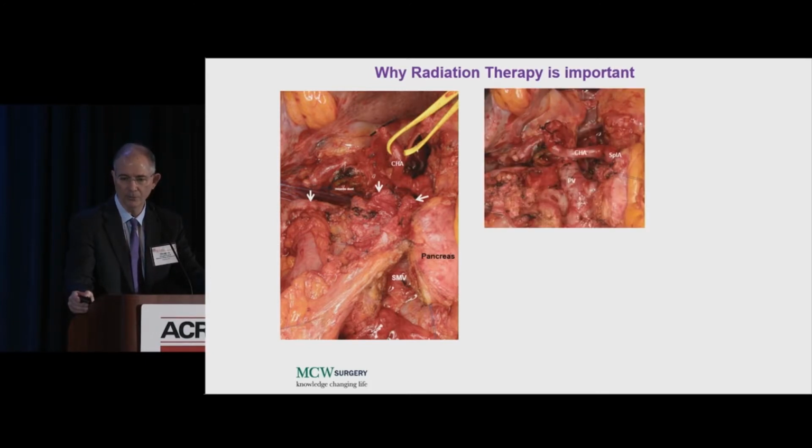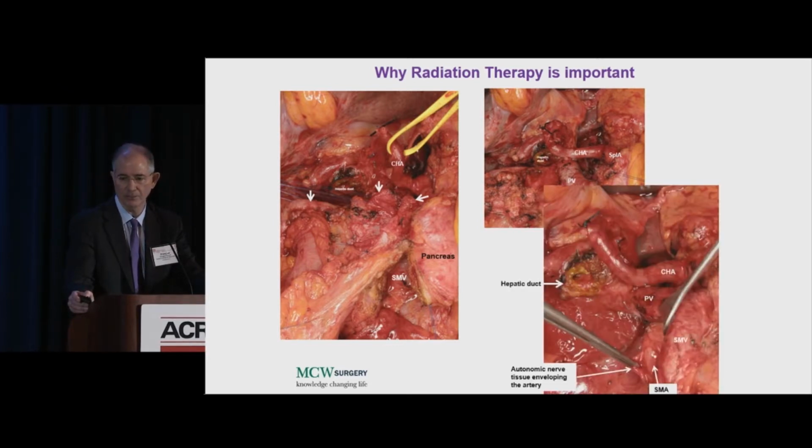And then once the tumor is now attached only to the SMA, you can see that the visceral vessels have largely been separated. And I'm showing you there the SMA along its adventitia and the nerve tissue along the right lateral border of the SMA.